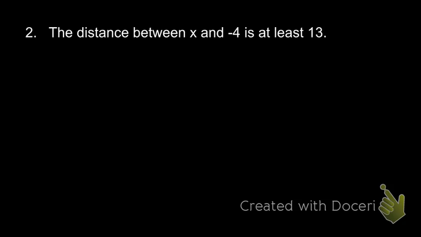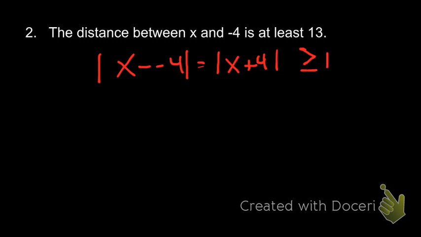Let's try a harder one now. The distance between x and negative 4 is at least 13. Alright, the distance between x and negative 4. So that is just going to be the absolute value of x minus negative 4, which is equal to the absolute value of x plus 4. So this right here, the absolute value of x plus 4, represents the distance between x and negative 4. How far away is x from negative 4? Well, it's got to be at least 13, which means greater than or equal to 13. And this right here would be your final answer.